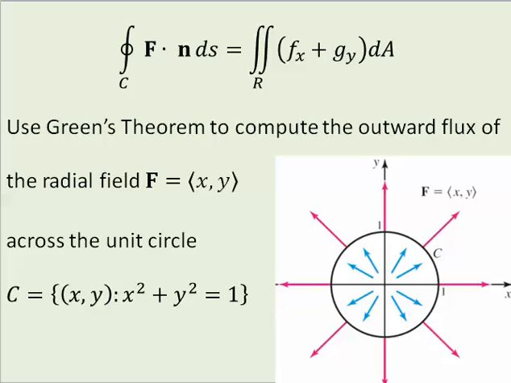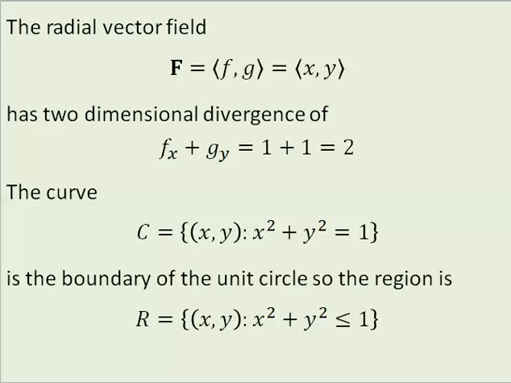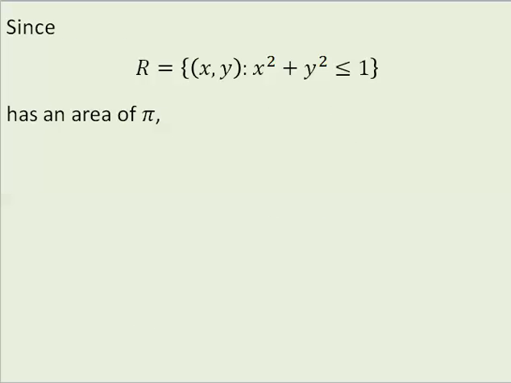Now let's use Green's theorem to compute the outward flux of this radial field across the unit circle. The radial field has two-dimensional divergence 2. The curve is the boundary of the unit circle, so the region is just x squared plus y squared is less than or equal to 1. And this region has an area of pi.